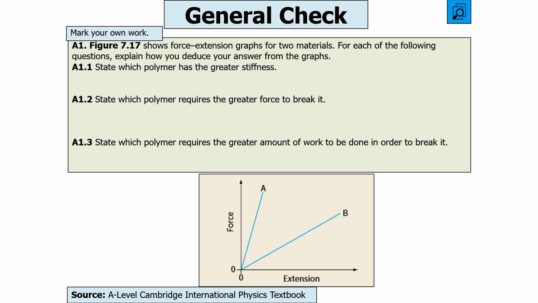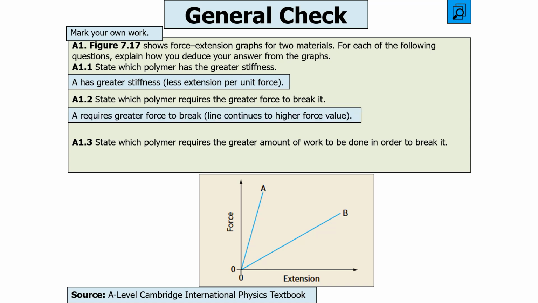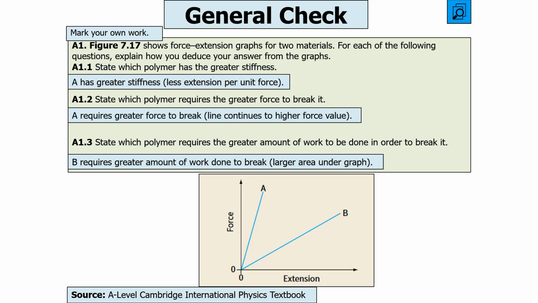Right, in the first one, A has the greatest stiffness because it has the steepest gradient in this force extension graph. The next one is that it's going to be A. It needs a greater force to break it because it has a higher value of force on the y-axis. And then finally, B requires a greater amount of work to be done because that's the area under the graph, which is greater for B.